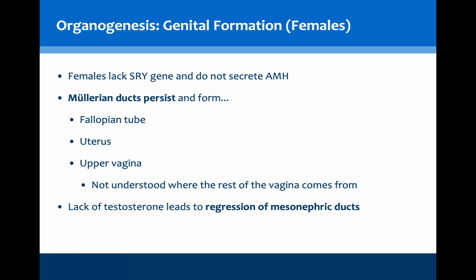Females, however, lack the SRY gene as they lack a Y chromosome, and therefore they do not secrete anti-Müllerian hormone. In females, the Müllerian ducts will persist and go on to form the fallopian tube, the uterus, and the upper vagina. A lack of testosterone leads to a regression of the mesonephric ducts.